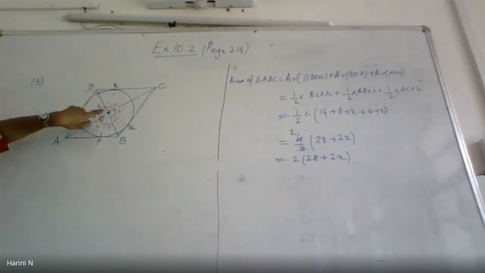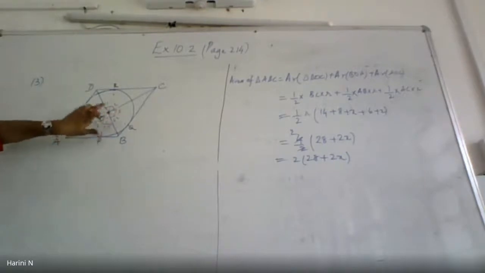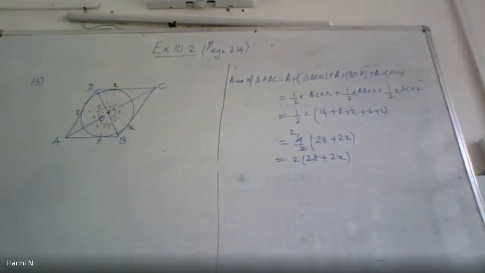Can you see? Because already OD and OC I had joined. Similarly, OA and OB I had joined. Then I have drawn OS, OR, OQ and OP. By drawing all these lines, the angle around the point O, I have divided as 8 angles: 1, 2, 3, 4, 5, 6, 7, 8.